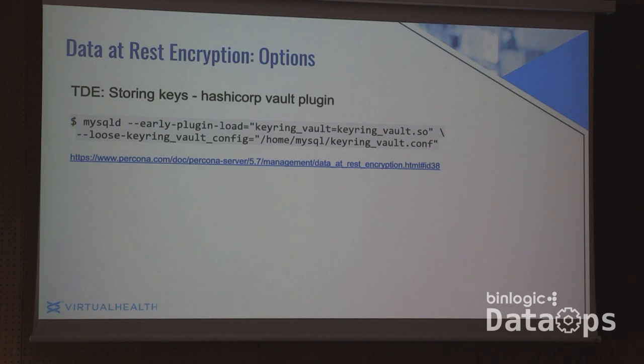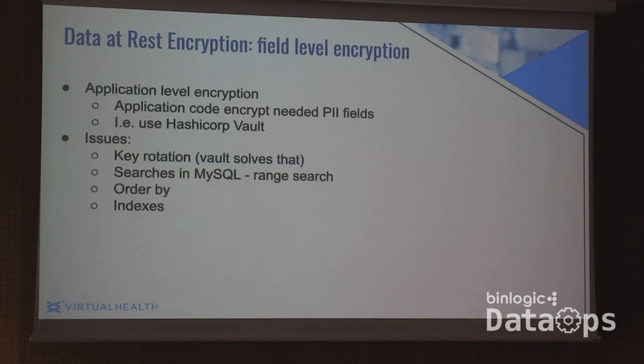Now, a better way to store the key is HashiCorp Vault or anything else. It is much better than storing it in a file. The HashiCorp Vault plugin is available in Percona Server as well. So you can use that, and when you start the server, you will need to load this plugin, and then you can specify where you store the key. I don't want to go into too much detail about that, but this is all documented.